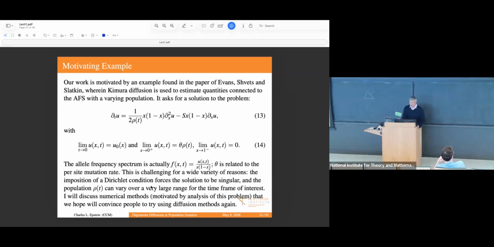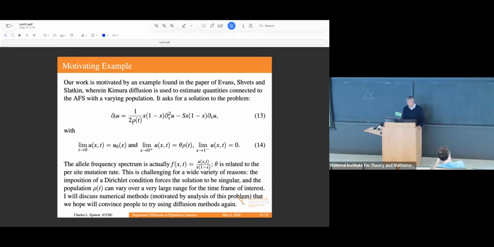Okay, now the paper that motivated our numerical work was this paper by Evans, Schraiber, and Slatkin. They were studying Kimura diffusion to estimate quantities connected to the allele frequency spectrum, but with a varying population. I'll tell you why in a second. They're looking for a solution to this problem.